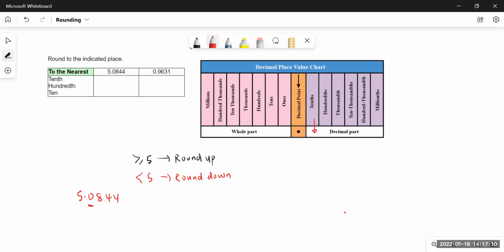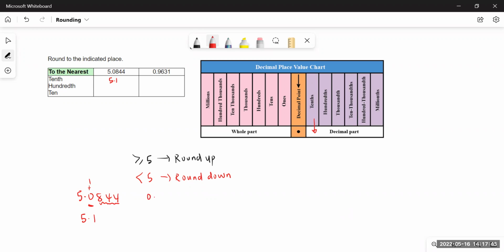And now the digit that follows 0 is 8. And 8 is greater than 5. So we're going to increase the 0 by 1. This is what we call rounding up. Okay, and all the digits that follow the 0 will reduce to 0. So you can either write this as 5.1000, or you can just leave this as 5.1. It doesn't matter.